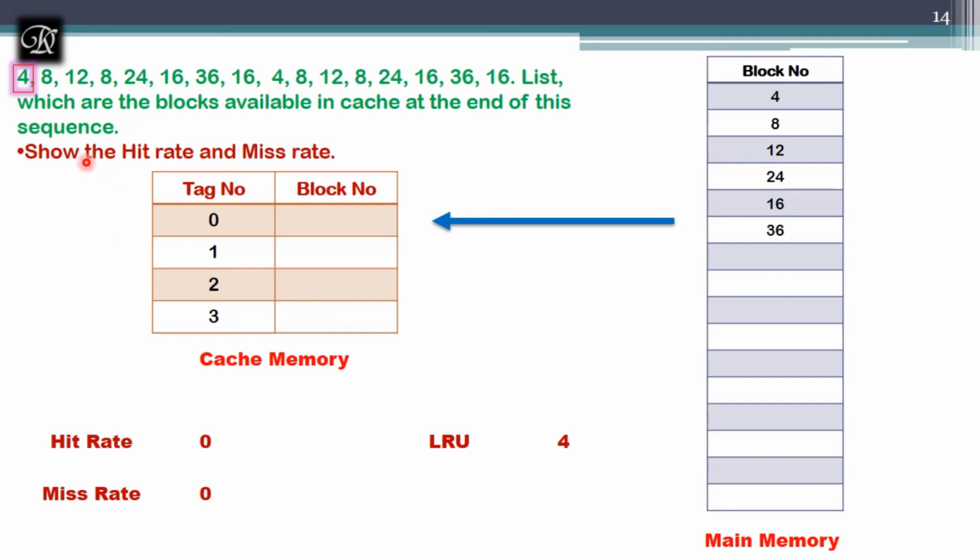Now we will see the associative mapping. So let's take the first request. The first request is 4, and here no calculation, it's directly going to store the 4 in the first available free location, that is the 0th location. And I'm using one more array over here to remember what is used frequently, which is the least recently used algorithm. Now the request is for 4. This is going to be the recently used.